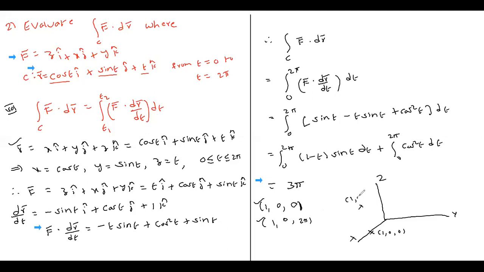Okay, 1, 0, 2 pi. So there is some curve, not necessarily a straight line, it can be something like this. There is some curve joining these two. But how exactly it is looking, we will see in the MATLAB software. Now I'm going to stop this whiteboard and share the screen.